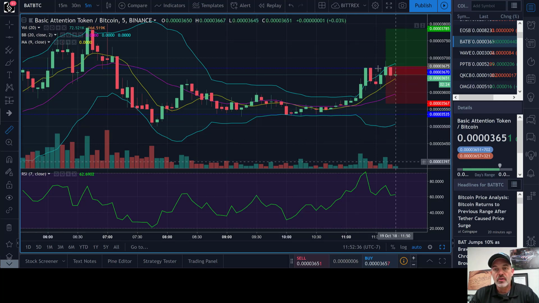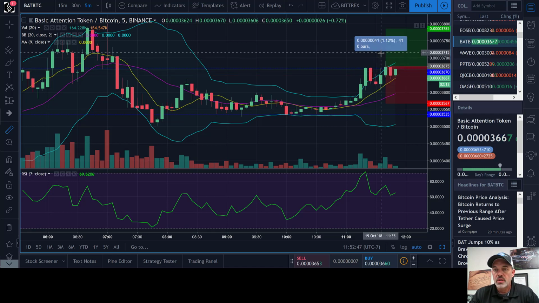Looks like the volume's falling out on us as far as the bulls go. Although we still got a little bit of time actually on this candle. We still have about 2 minutes to go. So if we chop this in about half, call it 1.5, because I think we were looking at a 3% pop.